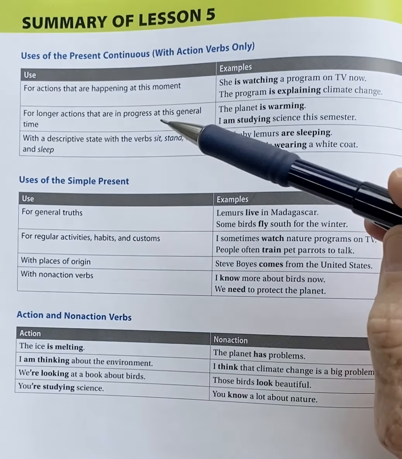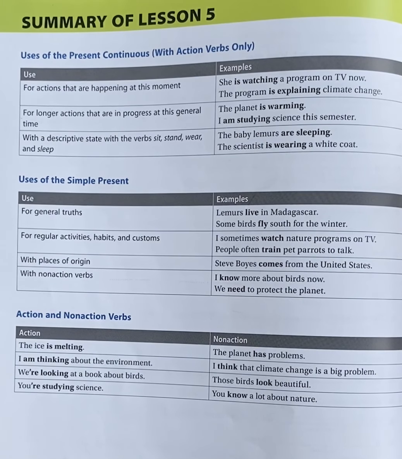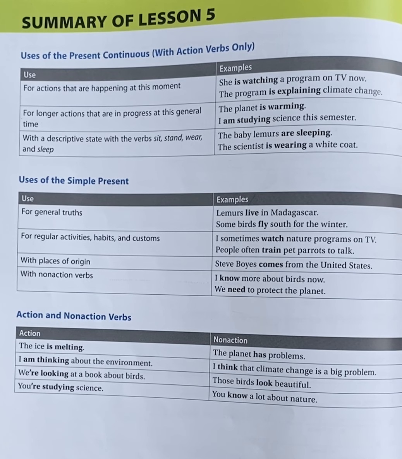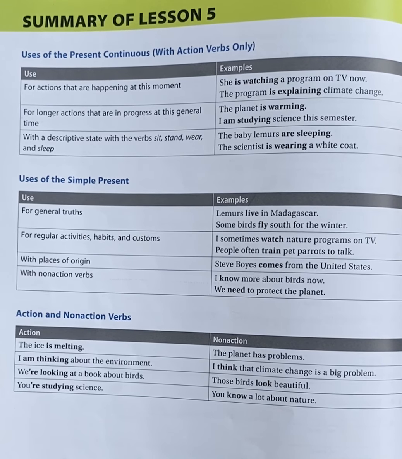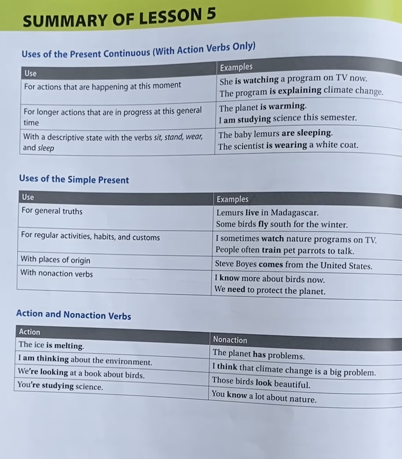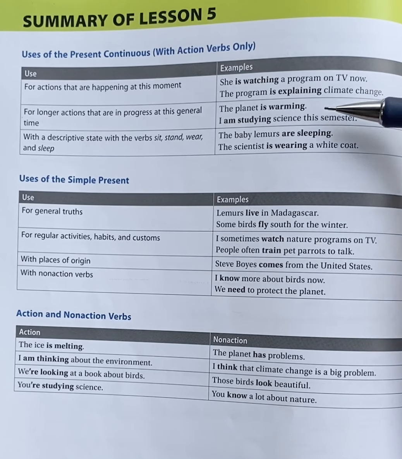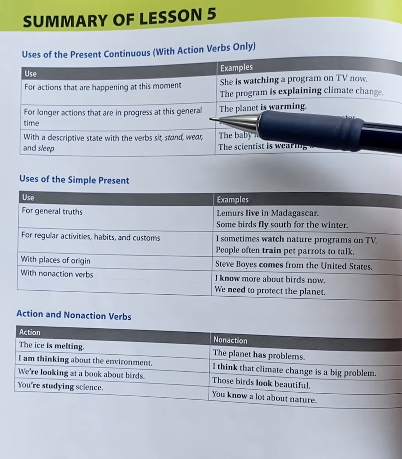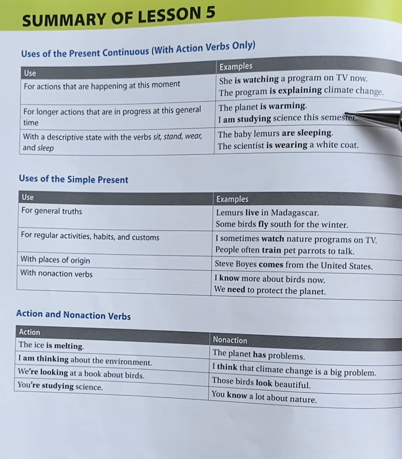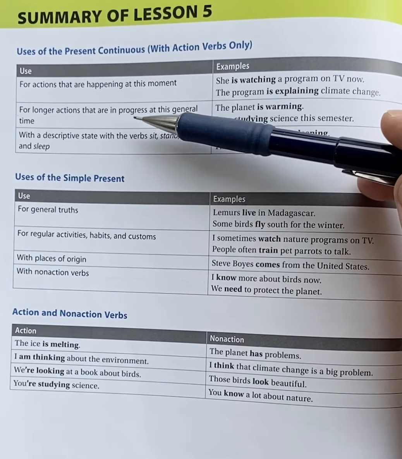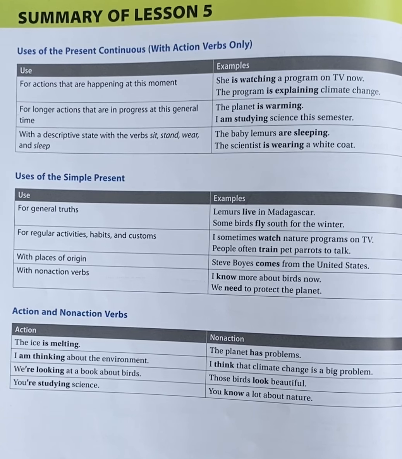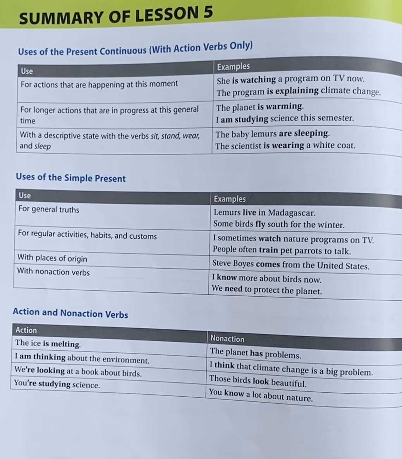Now, by general time, that means it could be that the action that you're referring to is not happening, maybe not right this very moment, but during this general time. For example, if we're talking about this semester, it's true that you are studying, right? So I am studying this semester is the use of present continuous about general time. I am studying science this summer.